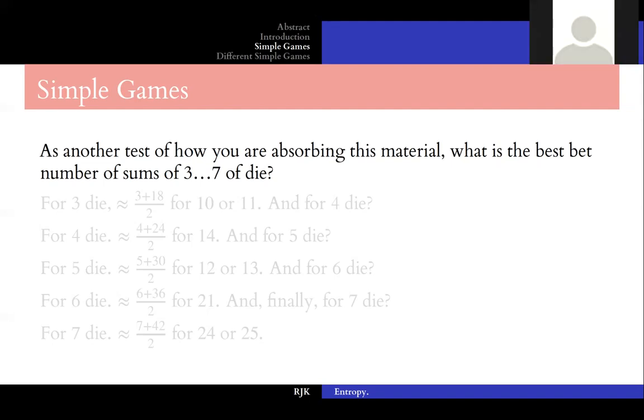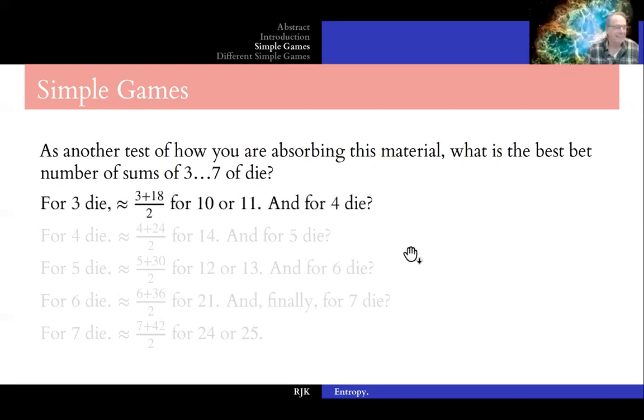That's all right. I would take the expectation value, which would be either 10 or 11. Right. The expectation value is 10.5, but I can't bet on that. Right. Okay. So that was what we just talked about. And for 4 die, how about Margaret? I don't really know. You should have called on me on the last slide. That one I knew, but this I don't know.